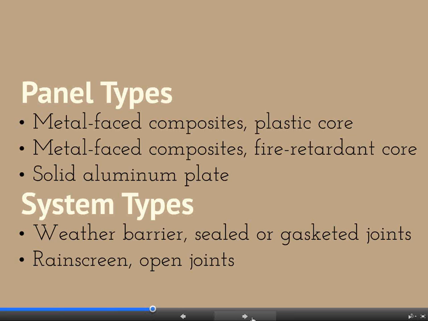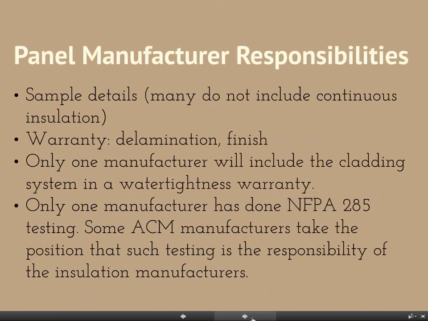Yes, it could. All right, let's go to the next one. Well, so what are the panel manufacturer responsibilities? As I said, all of them will provide sample details, which may or may not be very useful to you. Most of the panel manufacturers, when they warrant their products, will only warrant them against delamination and degradation of the finish. And I only know of one manufacturer who includes the whole cladding system in a total waterproof or water tightness, stay on the building, not blow off, not fail warranty.